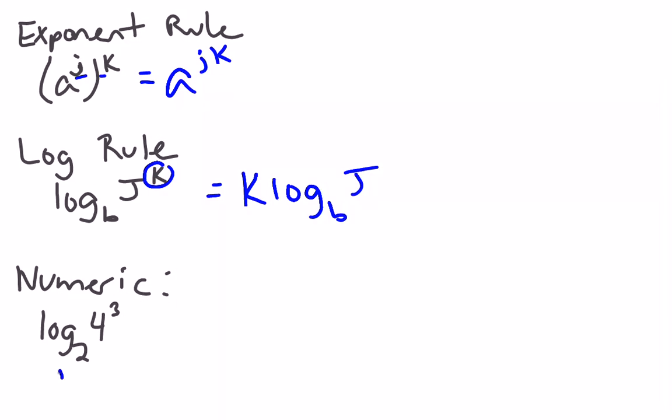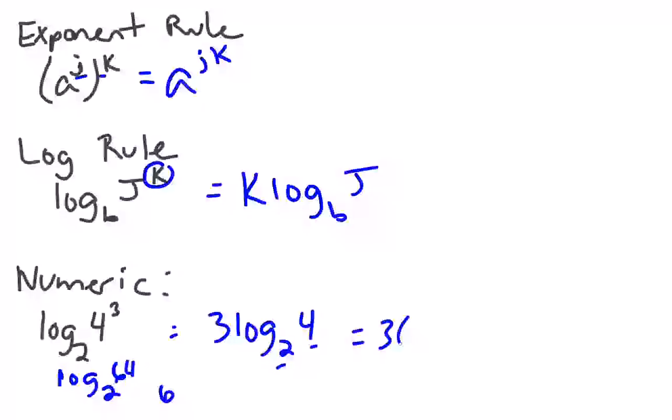So numerically, let's check that. Log base 2 of 4 cubed is 64. What power of 2 gives you 64 is going to be 6. And let's prove that. So we have 3 log base 2 of 4. What power of 2 gives you 4? 2. And 3 times 2 gives you 6.